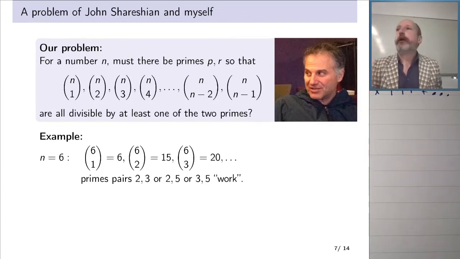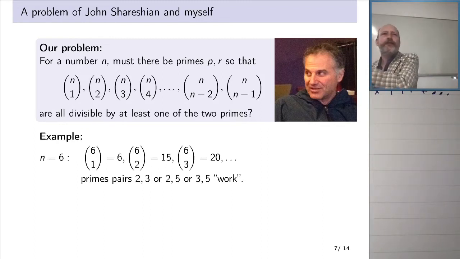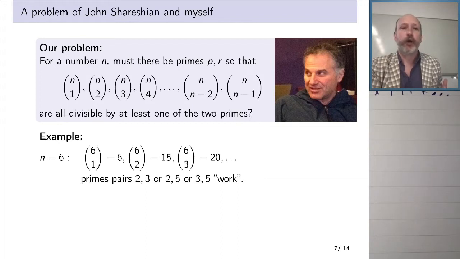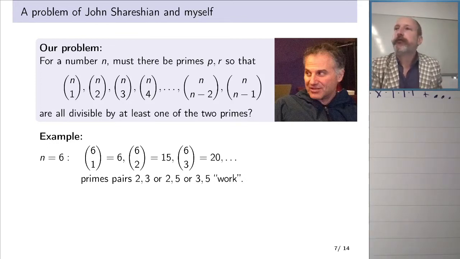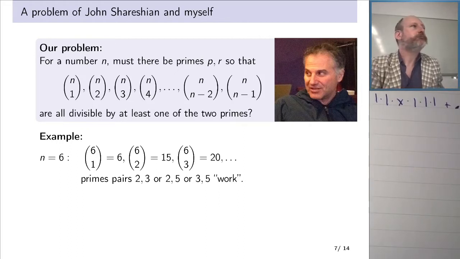So just to be clear what we're talking about, let's look at a couple of small numbers. If you look at 6, it's enough for me to look at 6 choose 1, 6 choose 2, and 6 choose 3, because choosing a two-element set is the same thing as choosing 4 things not to be in the set. So there's a symmetry here. I've got 6, 15, and 20, so I've got a bunch of prime pairs that'll work. I need at least one of 2 or 3, and then I can take the other one to be 5 or the other prime. Okay, so that doesn't look too interesting.